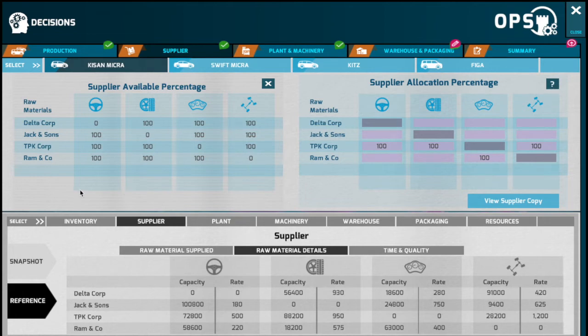You would get to look at the available percentage, and you could determine the suppliers from whom you would like to procure.